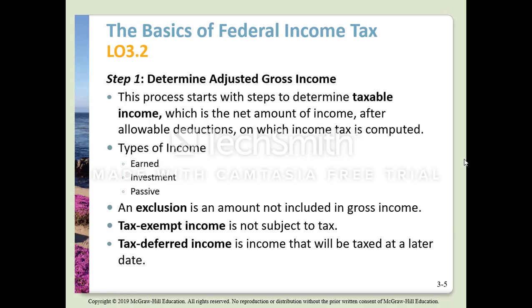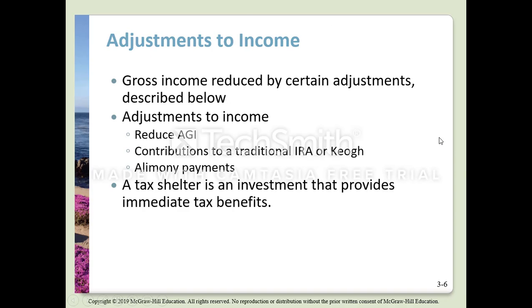Please grab a copy of your personal tax return while working through this chapter. When you're reading this chapter, it will really help you make those connections. First, we determine adjusted gross income using taxable income, exclusions, tax-exempt income, and tax-deferred income. Then we make these adjustments to income.